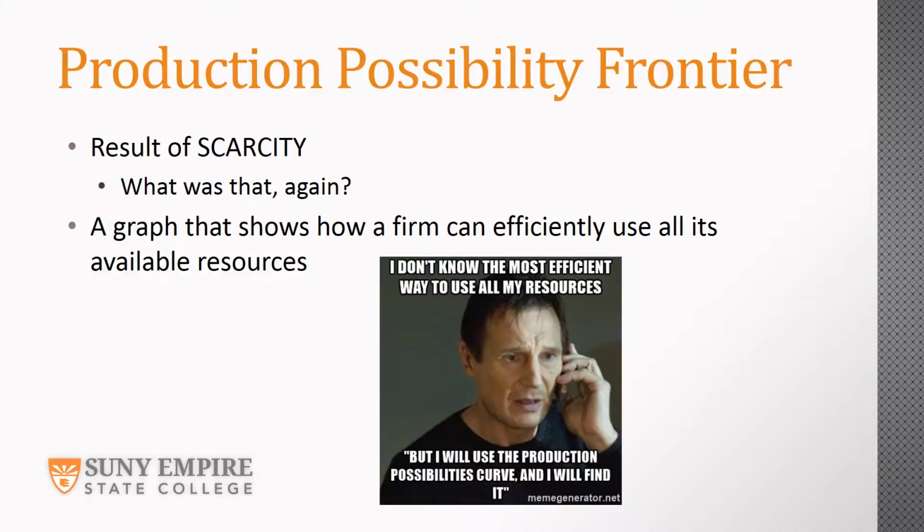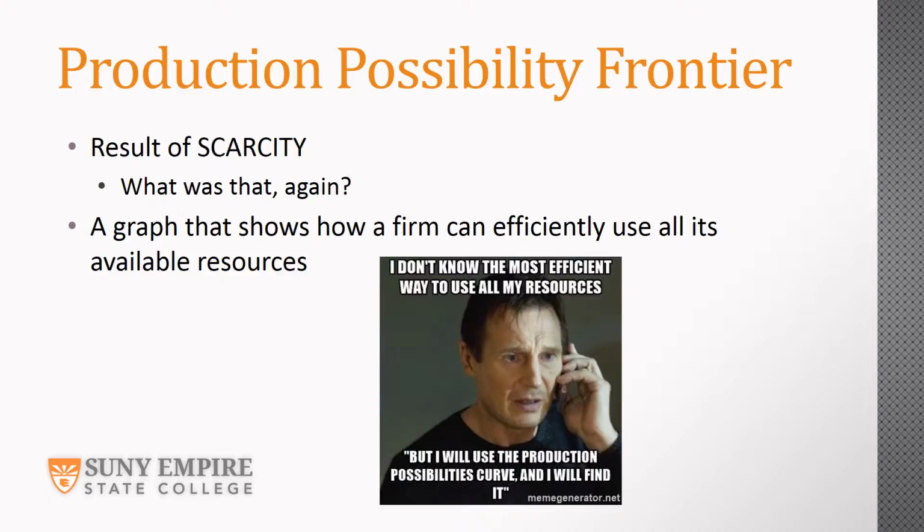intelligence, or energy. Assuming we know the limits of the resource, we can then identify the production possibility frontier. This is a graph that shows how the firm can use all its available resources, while striving for maximum efficiency.